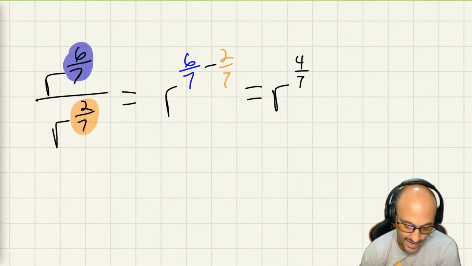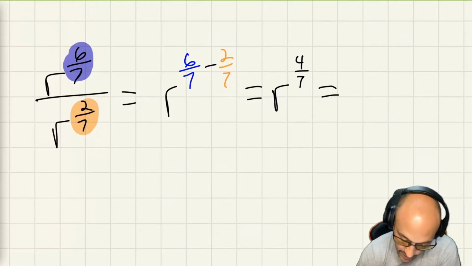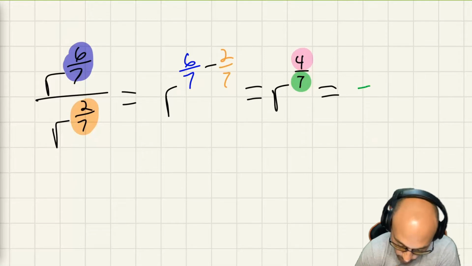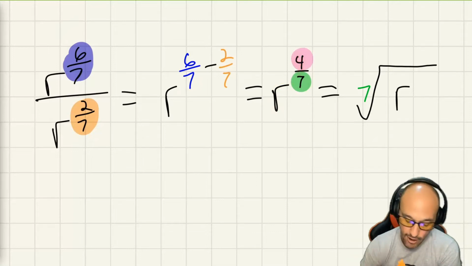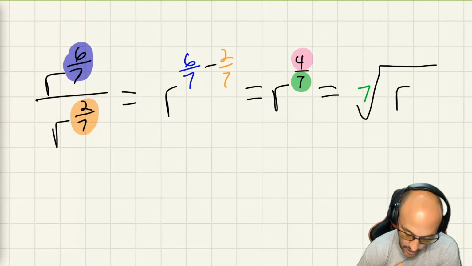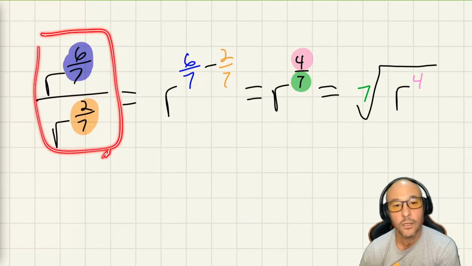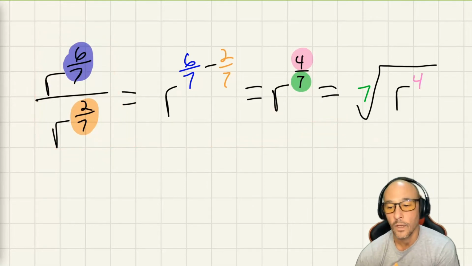Now if I want to rewrite that as a radical expression, we can. I'm going to highlight the 4 with pink and the 7 with green. The denominator of our exponent becomes the root, so we're talking about a 7th root. The base remains our base under the root, and the numerator of the fraction in the exponent becomes the power on our base. If we were told to rewrite this in radical form, this would be the answer and these would be our steps.